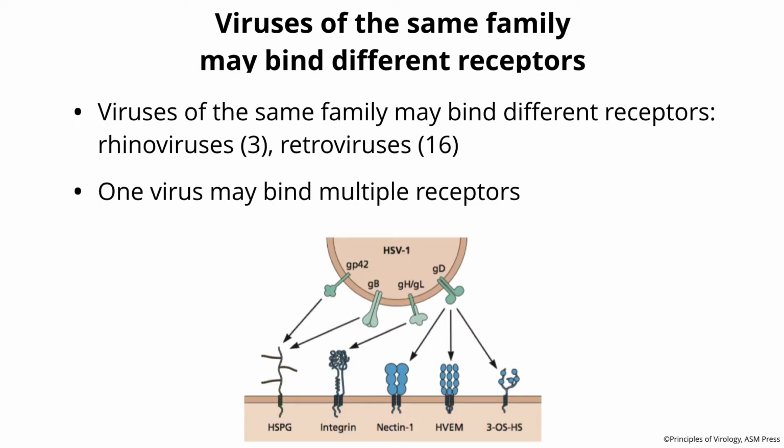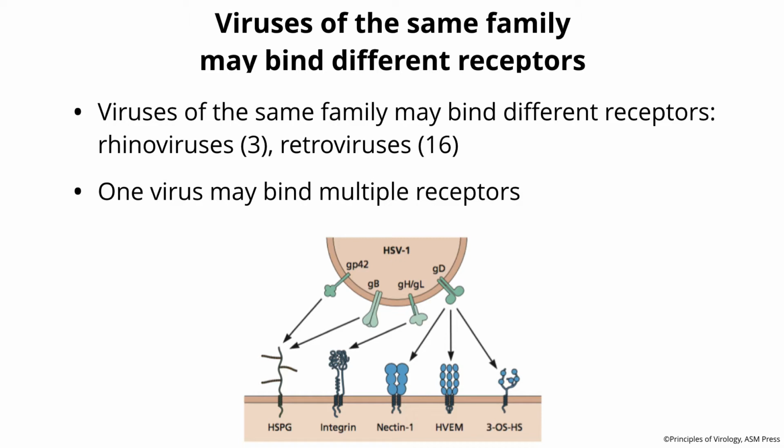Viruses of the same family can bind different receptors. I just told you retroviruses bind 16 different receptors. And here's an example of one virus that can bind multiple receptors. This is herpes simplex virus type 1. And it has a variety of glycoproteins embedded in its lipid envelope. And they're labeled here GP42, GB, etc. And they bind different cell surface receptors. The cell surface receptors are shown at the bottom. For example, integrins, nectin-1, HVEM, etc.